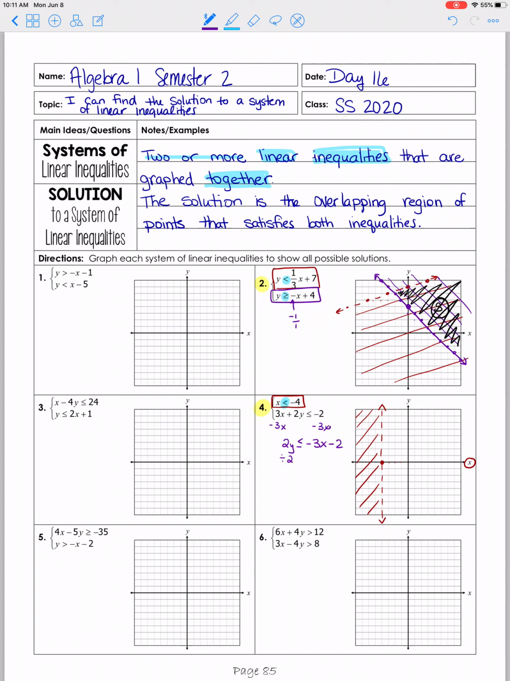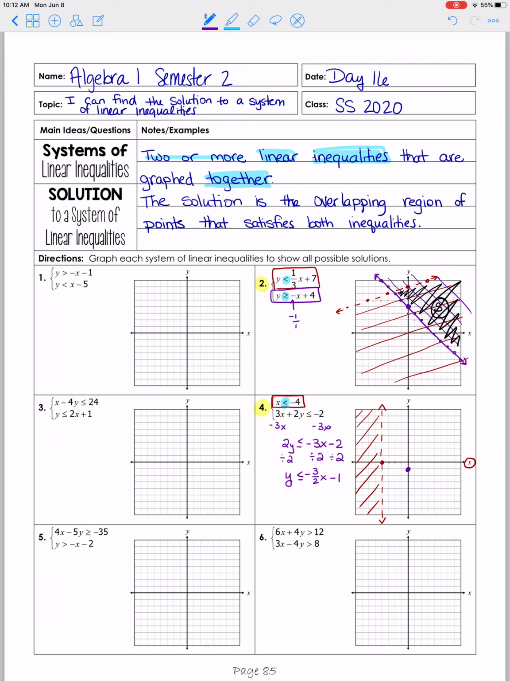Then we want to get rid of the 2, so we're going to divide every term by 2. We divided by positive 2, so my symbol stays the same. So we get y is less than or equal to negative 3 halves x. Notice I left that as a fraction because that's our slope. And negative 2 divided by 2 would be negative 1. So this starts down at negative 1 on the y-axis.